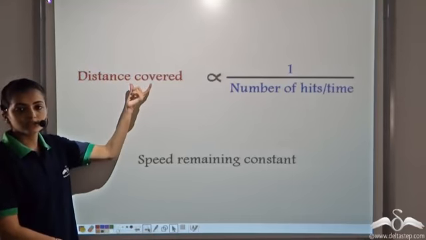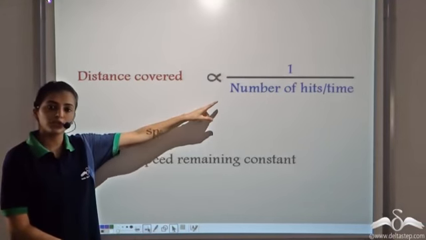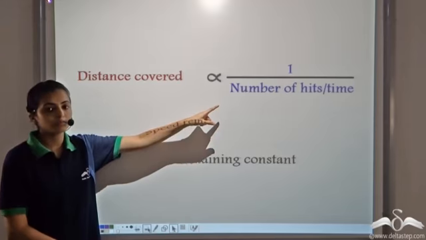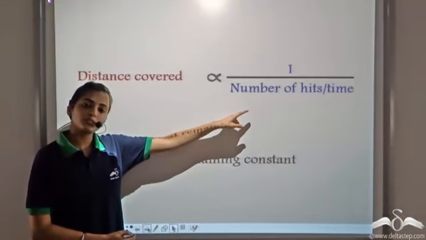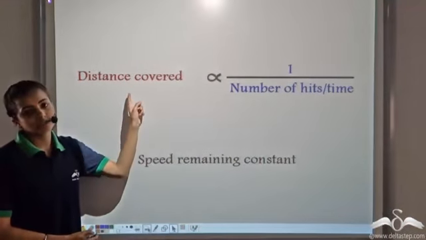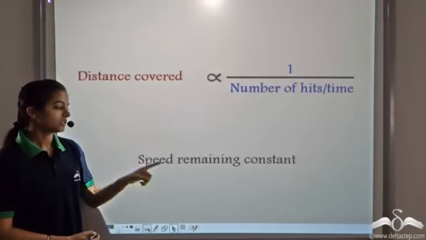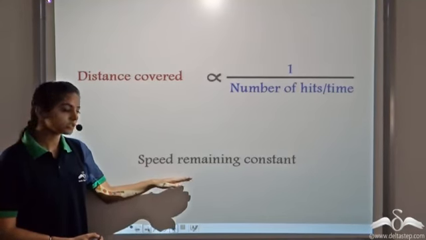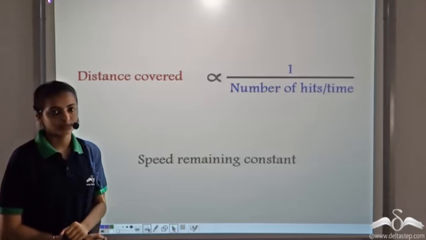Similarly, we have distance covered is inversely proportional to the number of hits per unit time. This means greater is the number of hits per unit time, lesser is the distance covered. So this also is the case when the speed remains constant.